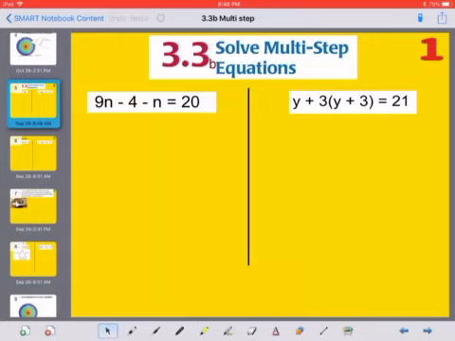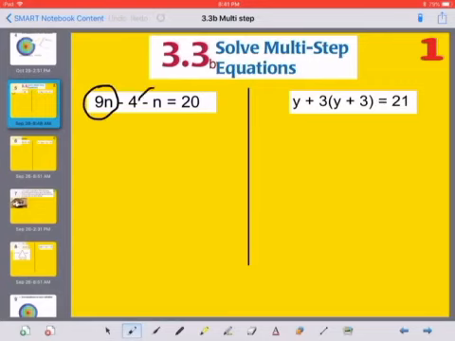Good morning. Today we are doing lesson 3.3b, second day of lesson 3.3, solving multi-step equations. Today I didn't tell you what the first step is. We kind of got to figure it out on our own. For example, this first one we're not going to distribute because we don't have any parentheses. However, I do see more than one letter n that we can combine.